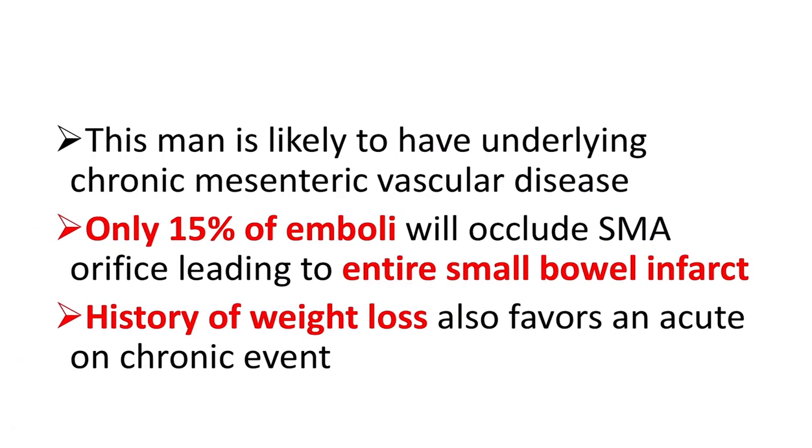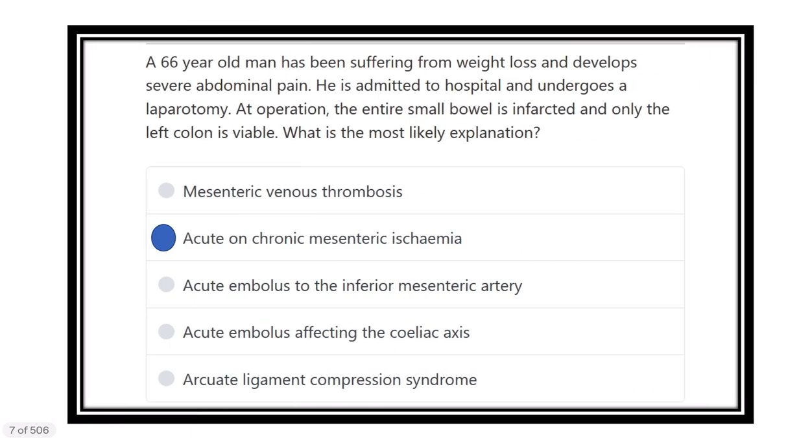This man is likely to have underlying chronic mesenteric vascular disease, and only 15% of emboli involve the superior mesenteric artery. So in the case of embolic obstruction, it occurs in only 15%. The rest of the disease is not an embolic event. And the history of weight loss favors an acute on chronic condition, because weight loss requires a longer time to develop. So when there is weight loss, we should suspect a chronic condition.